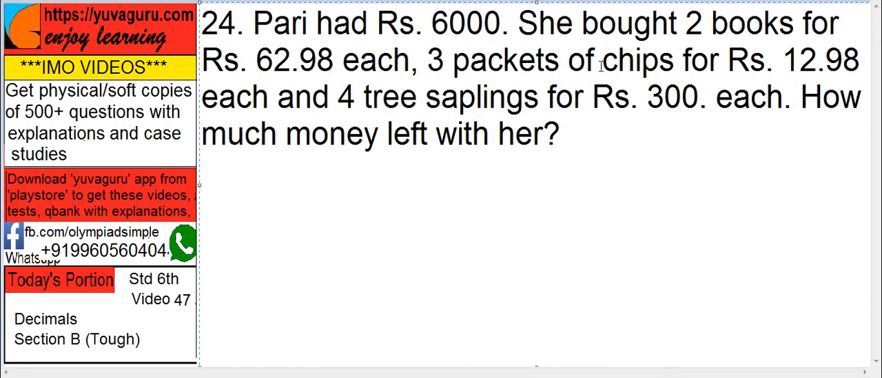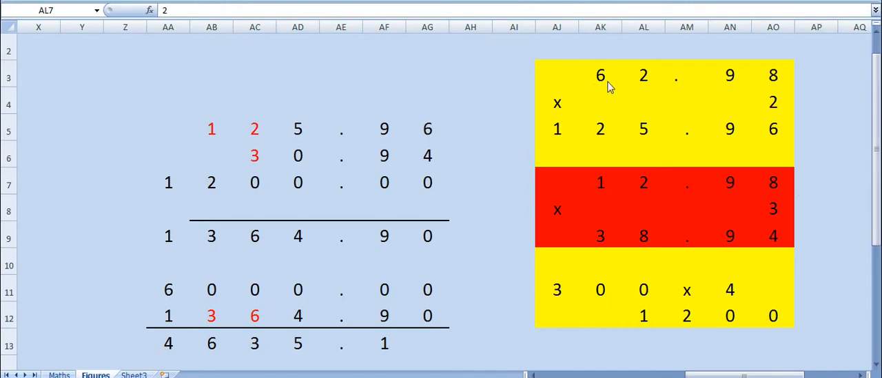First, take 2 books at 62.98 each. So for one book it is 62.98, for 2 books it will be multiplication. Similarly over here, chips packet 12.98 each. So how many packets? 3. Tree saplings, how many? 4. Each is 300. So just first find the multiplication. This is what I have done over here.